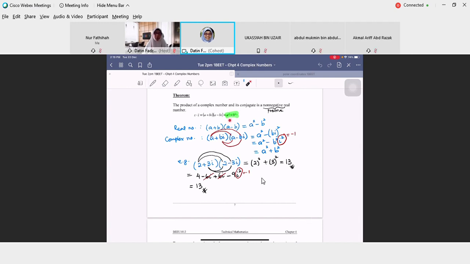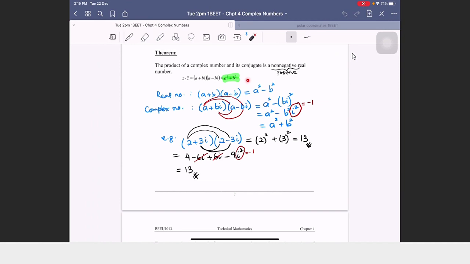If you want to use this formula, then you have to memorize it, or else you have to expand, because whenever we have a product of two complex numbers, we are going to expand anyway. That is a product of what we call conjugate pairs.